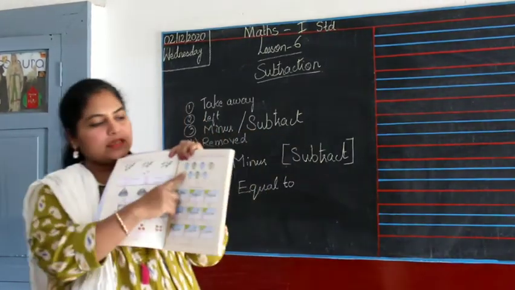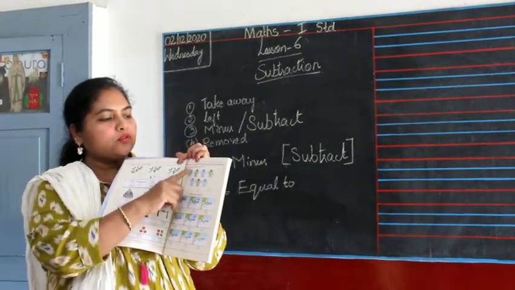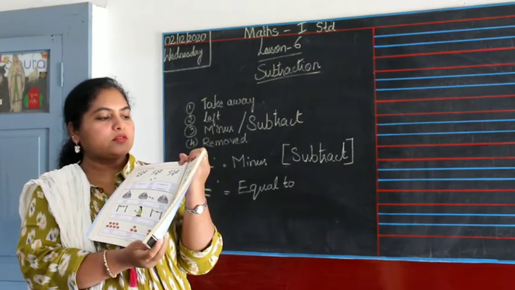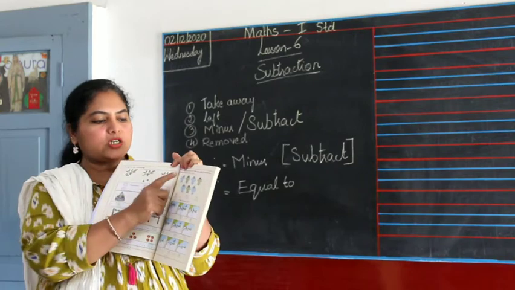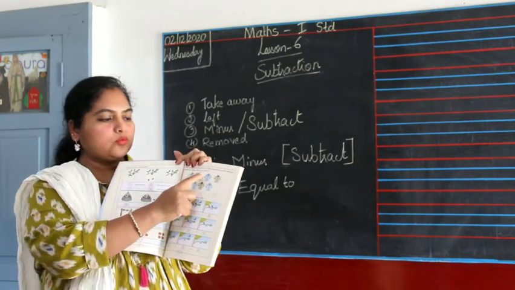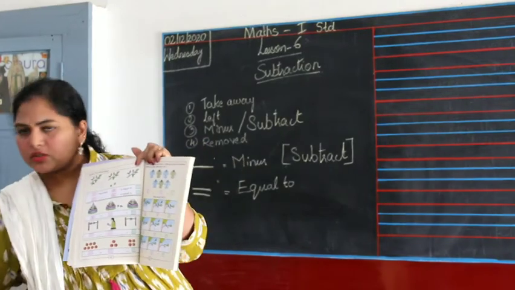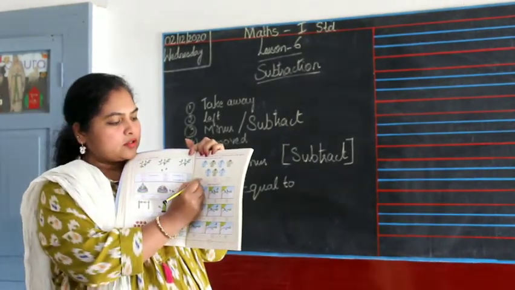If you all can see, it says remove the shirts which have flowers printed on them. So how many shirts do you have? 1, 2, 3, 4, 5, 6, 7. So you have 7 shirts. You have to write 7 in the box.